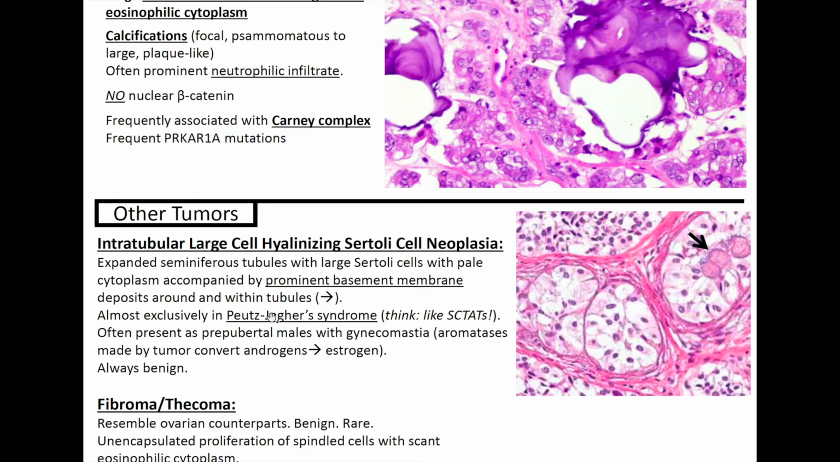So for Peutz-Jeghers, think very complicated names. You have SCTATs in females, and intratubular large cell hyalinizing Sertoli cell neoplasia in the testes. You can also have a fibroma or a thecoma. These resemble their ovarian counterparts. They're benign, they're rare. You're going to have unencapsulated proliferation of spindled cells with scant eosinophilic cytoplasm.